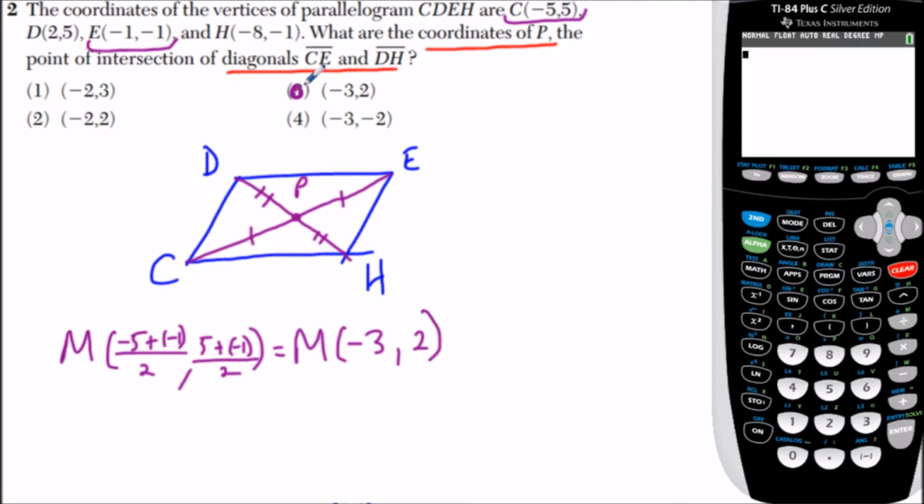So choice 3. But if you have time on the test, just to play it safe, find the midpoint of the other diagonal, DH. So if you do 2 minus 8, which is -6, and we're dividing by 2. And then we've got 5 minus 1 is 4 divided by 2. So the other midpoint is also -3, 2. That should make you feel 100% certain your answer is choice 3.